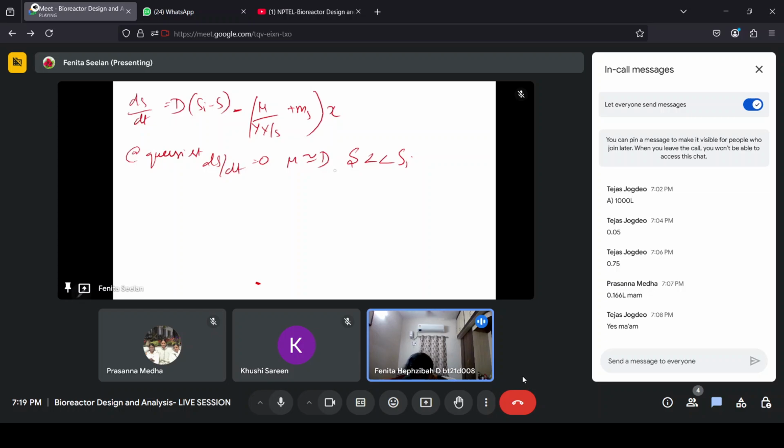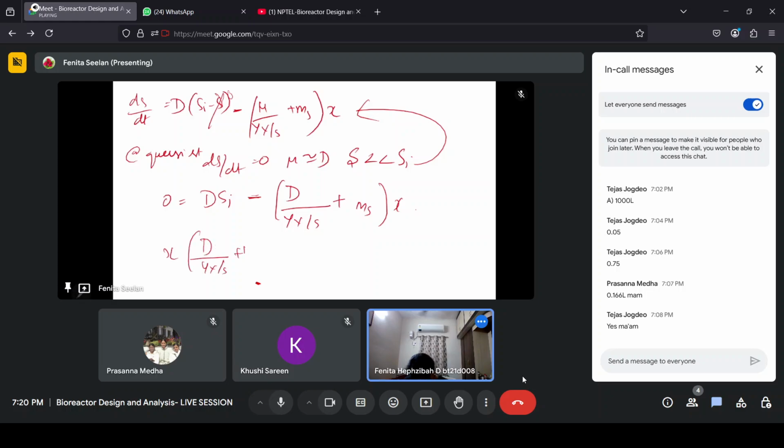Therefore, if we substitute these things here, 0 is equal to D Si, because this term has become 0, minus D X/Y plus, I'm substituting mu is equal to D, ms into X. So if we keep X on one side, X is equal to D Si divided by D/Y plus ms.